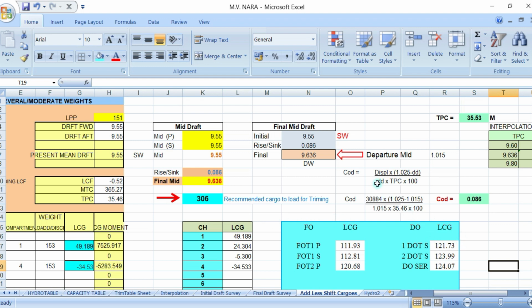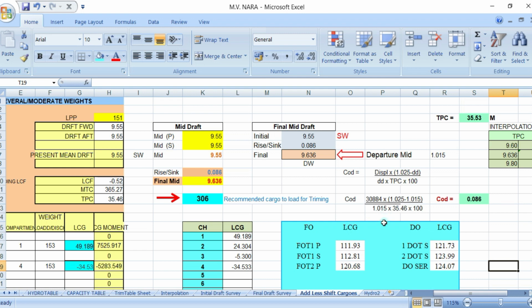So this is it, guys. This displacement is this one. The new density is 1.015, and your new density is 1.015. The TPC is 35.46, times 100. The change of draft will be 0.086. So this value, you add to the initial draft.